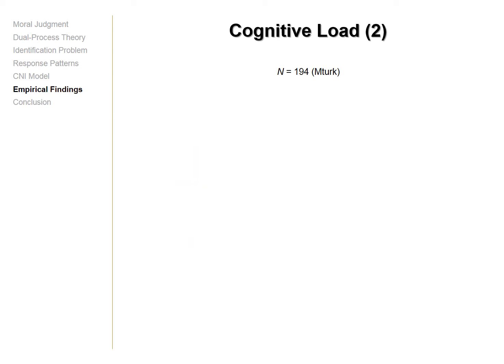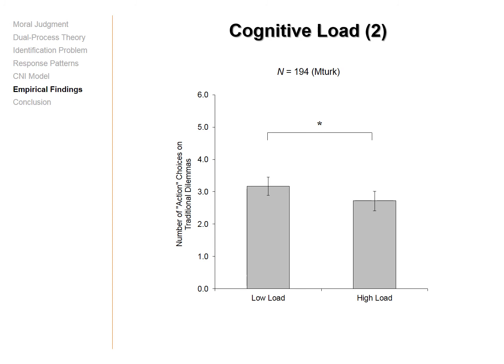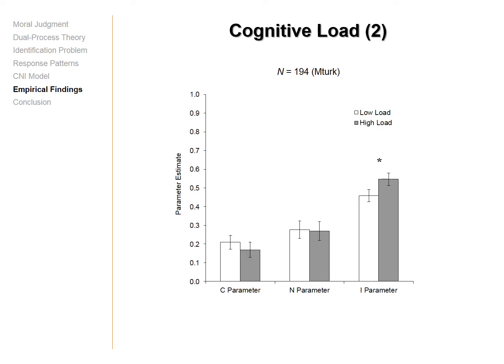To ensure that this finding is reliable, we conducted a replication study with the same materials in a new sample of 194 participants. In this study, we again replicated the finding of earlier studies showing that cognitive load reduces the acceptance of action responses in trolley-type dilemmas, and this time the difference was statistically significant. Moreover, when we analyzed the data with the CNI model, we replicated our earlier findings, suggesting that this effect is driven by a stronger general preference for inaction among participants in the high-load condition compared to the low-load condition. There were again no significant effects on participants' sensitivity to consequences on the C parameter and their sensitivity to moral norms on the N parameter.